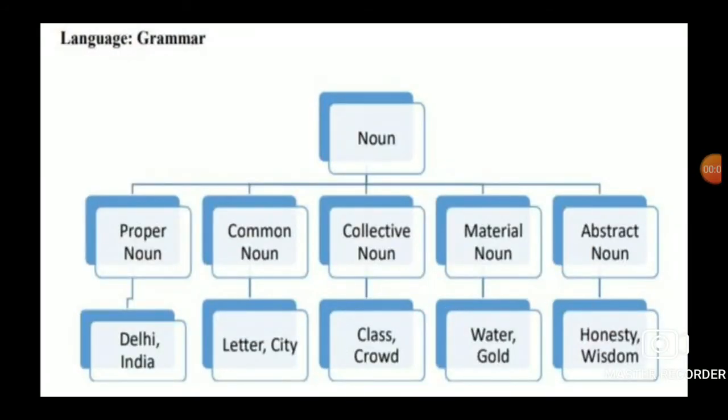Again they are connected to the next concept below. For English, for example, an abstract noun is honesty and wisdom; we have simply given an example of each kind of noun, like abstract noun: honesty, wisdom; material noun: water, gold; collective noun; common noun, and so on.